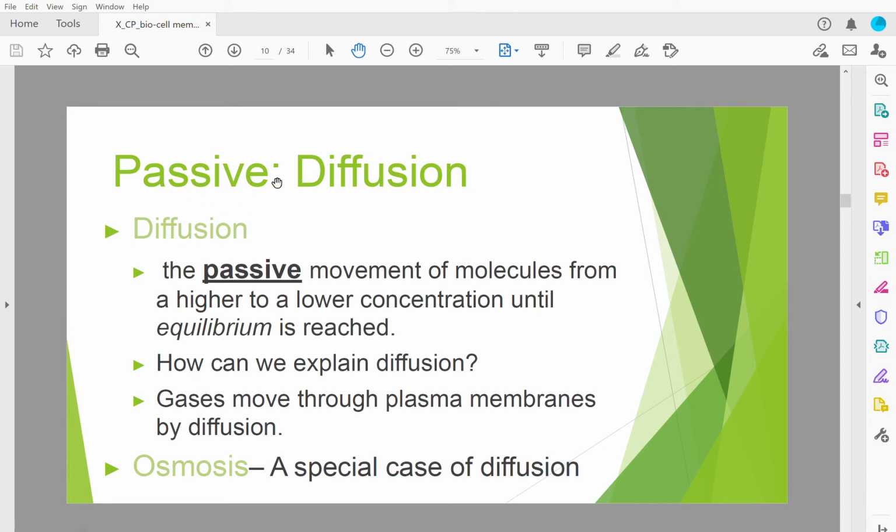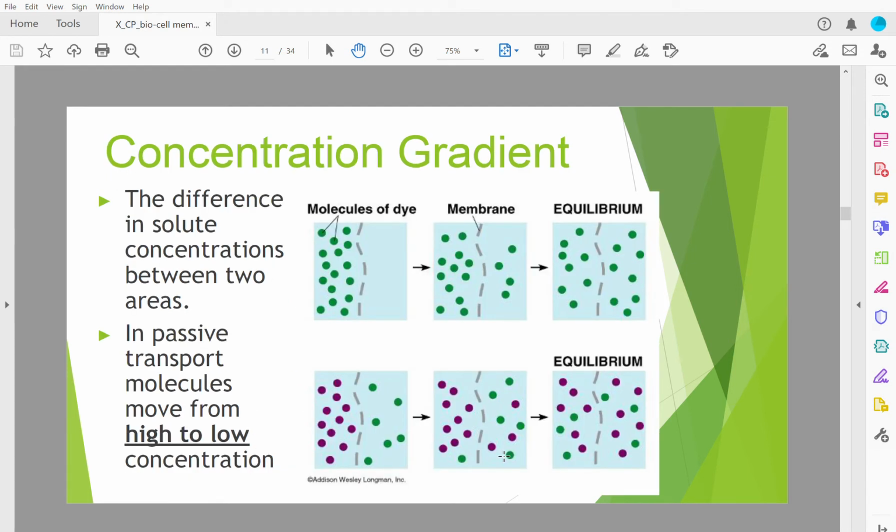We talked about passive transport being diffusion, where it passes from high concentration to low. We talked about osmosis, where it's diffusion from high concentration to low, but it is transporting water. Diffusion is all other molecules. When we're talking about the concentration gradient, we're talking about moving from high to low, which is diffusion.